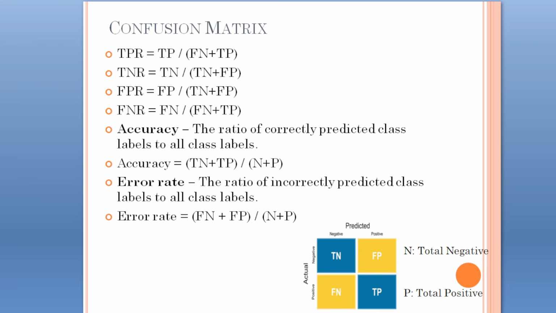The next metric is error rate. It is the ratio of incorrectly predicted class labels to all class labels. It tells us how much our model has error. It is used to identify areas for improvement and understand the model's limitations. The formula for error rate is FN plus FP divided by the summation of all four, or we can write summation of n plus p.